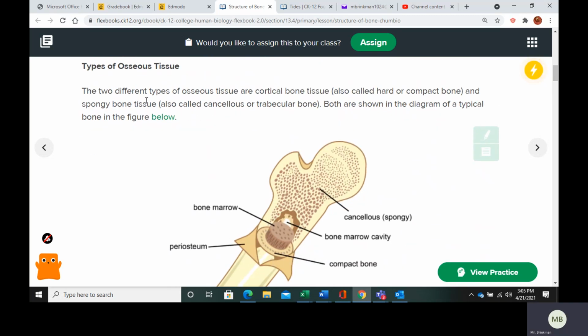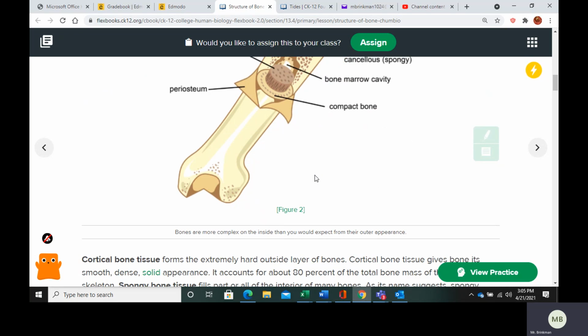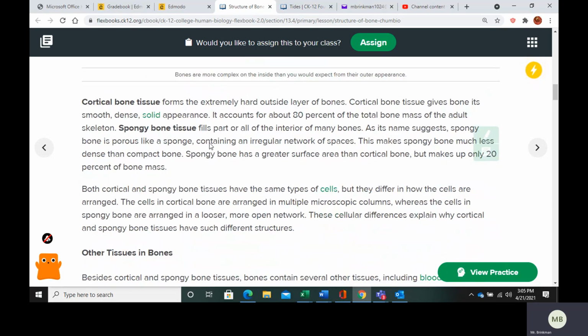The two different types of osseous tissue are cortical bone tissue, which is hard or compact bone, and spongy bone tissue, which is cancellous or trabecular bone, but we'll call it spongy. Cortical bone tissue forms the hard outer layer of the bones, and spongy bone tissue fills part or all of the interior of the bones.